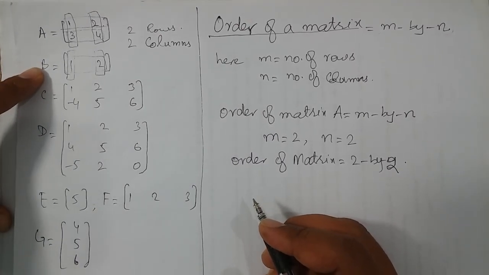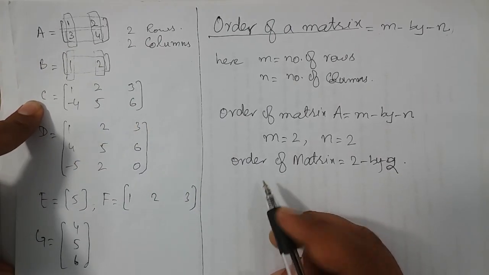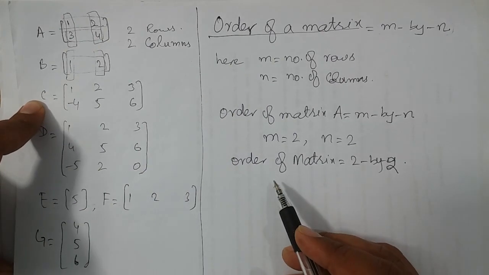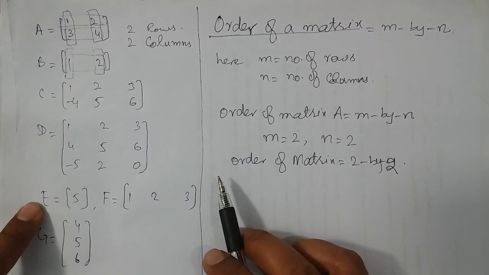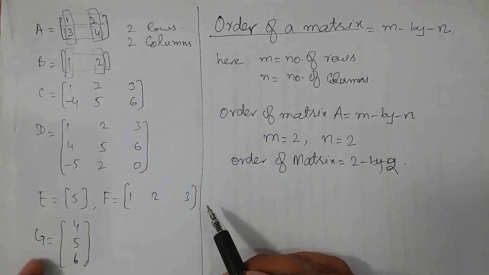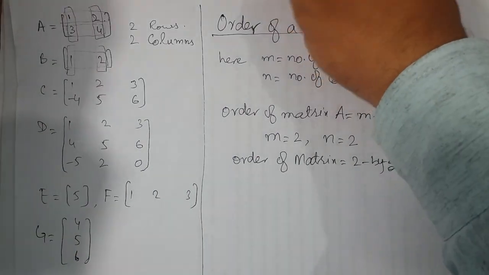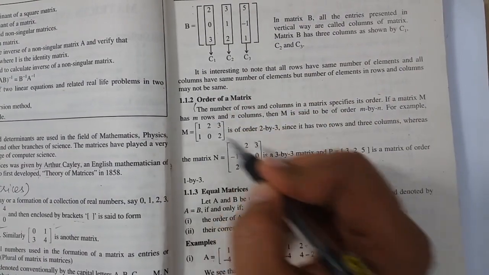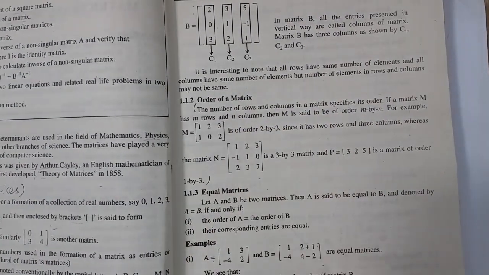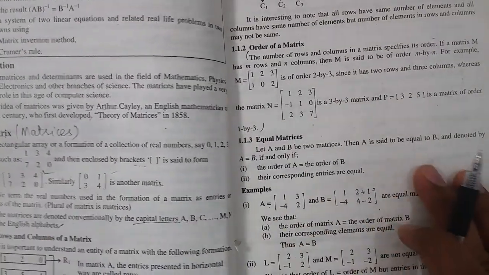Like the order of B will be 1 by 2. Similarly, for the order of C, these are 2 rows, 3 columns, so it will be 2 by 3. For D, it will be 3 by 3, and for E, it will be 1 by 1. For F, it is 1 by 3. For G, it is 3 by 1. So in this way we can find out the order of the matrix. The definition of order of the matrix is also given as a short question. You have to learn this definition with an example, as you have to learn the definition of matrix as well.